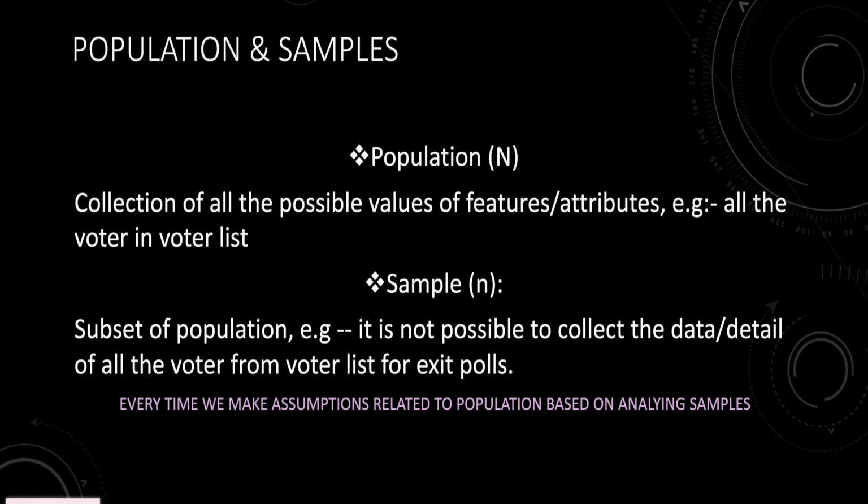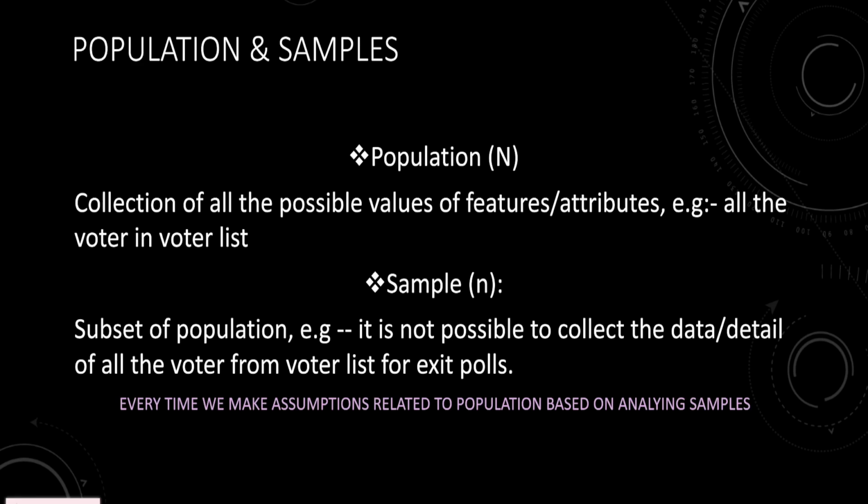You can understand population and sample by an example. Suppose there is an election and we want to predict who will win this election. For this case, can you tell me what will be the population? In this case, the population is just all the voters in the voter list.